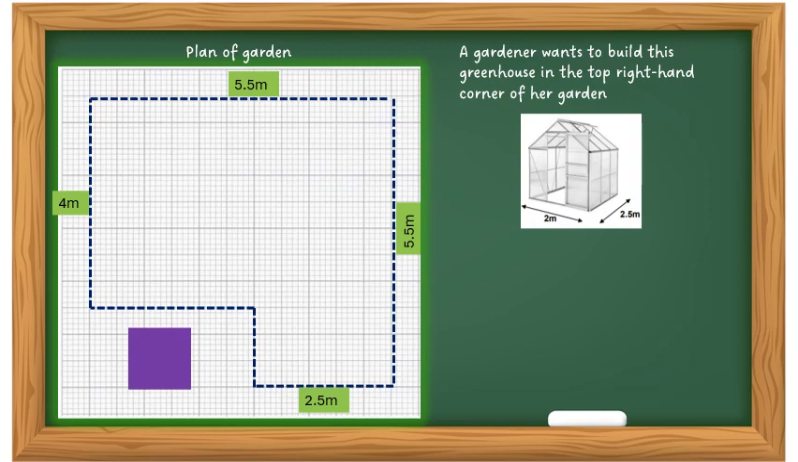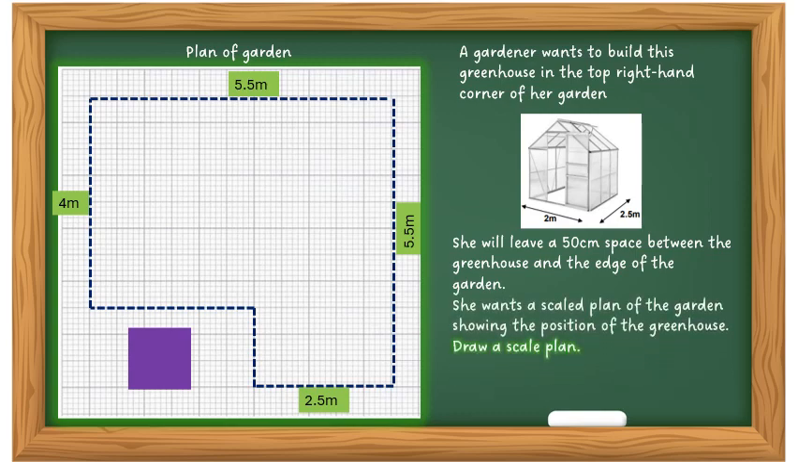Okay, now a gardener wants to build this greenhouse in the top right hand corner of her garden. She will leave a 50 centimeter space between the greenhouse and the edge of the garden. She wants a scaled plan of the garden showing the position of the greenhouse, and it says draw a scale plan. So the first thing we have to do is put the scale you use on the plan.